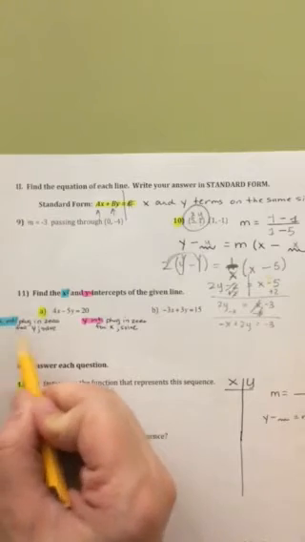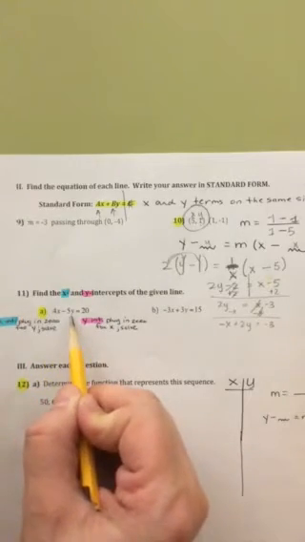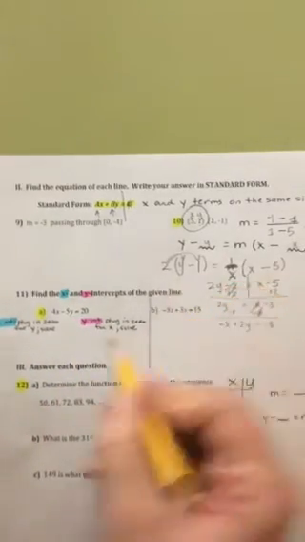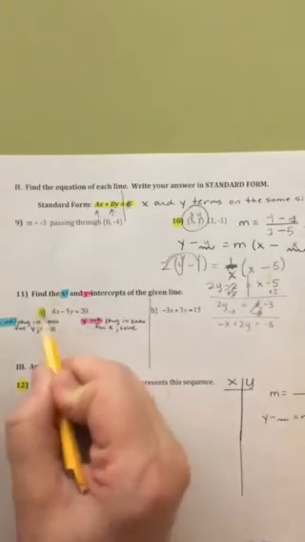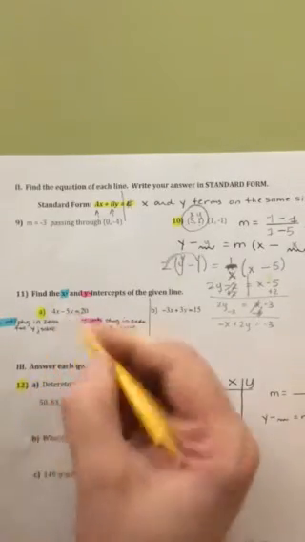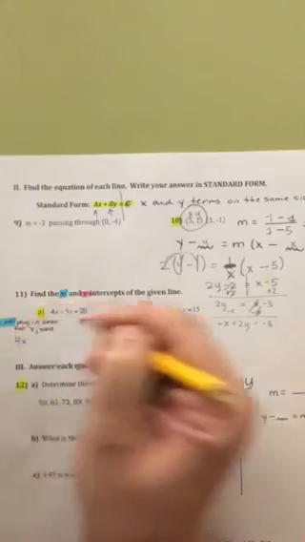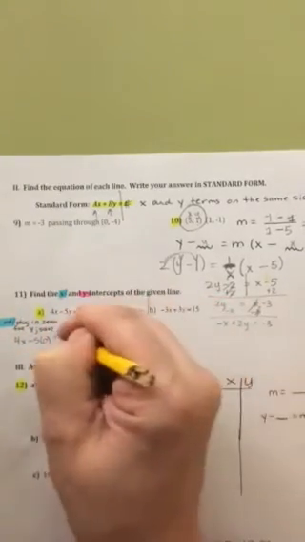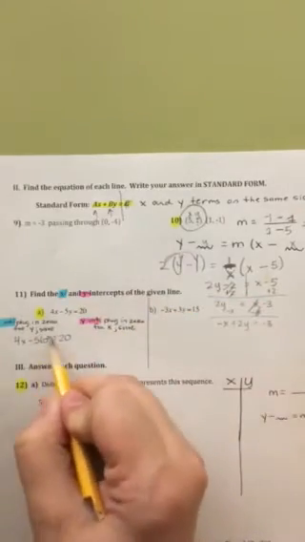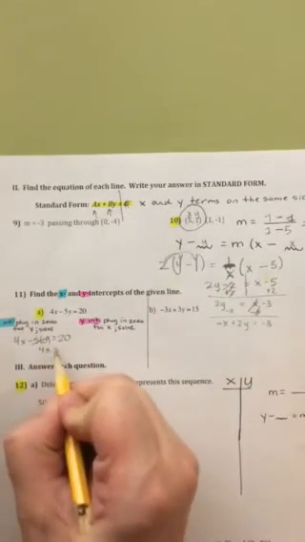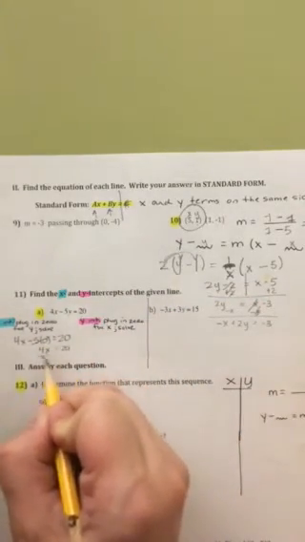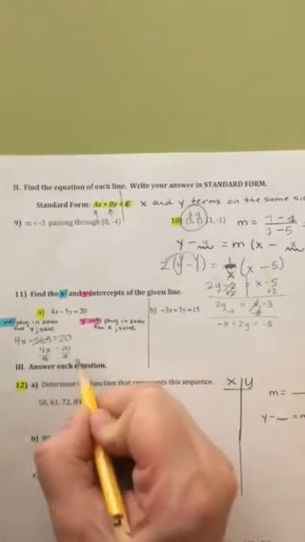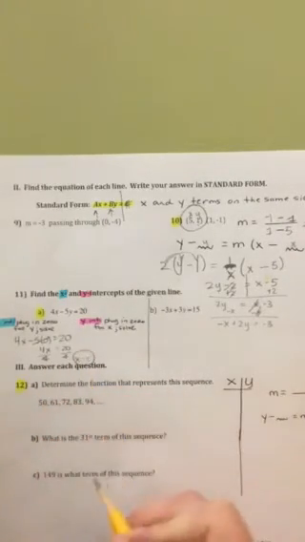To find the x-intercept, we plug in 0 for y. Okay, notice I'm going to do 2 separate problems within one. So when I plug it in for y, 4x minus 5 times 0 is equal to 20. 0 cancels. 4x equals 20. Divide by 4. I get x is equal to 5.